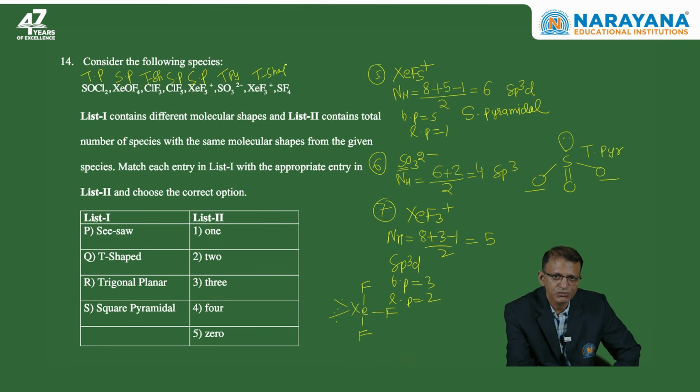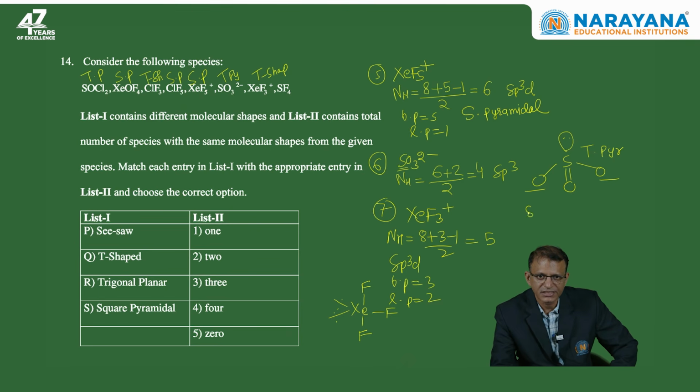And the last molecule is SF4. So in case of SF4, the number of hybrid orbitals is equal to 6 plus 4 divided by 2, which is equal to 5.